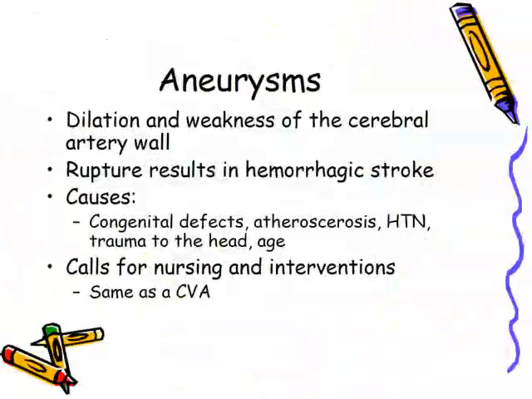They are defined as a dilation and weakness of the cerebral artery wall. What happens is there's a rupture that results in hemorrhagic stroke. Causes can be congenital defects, atherosclerosis, hypertension, or any type of trauma to the head. Advanced age is also another factor. So the nursing interventions are going to be very similar to what we discussed with the patient that's had a CVA or a stroke.